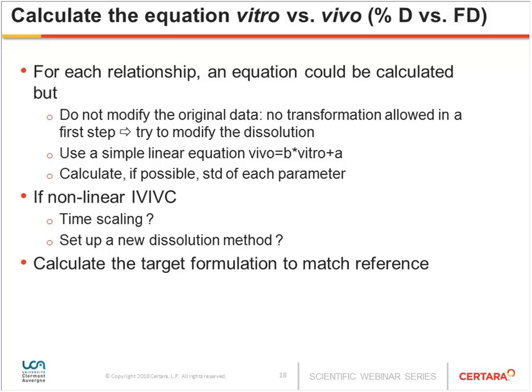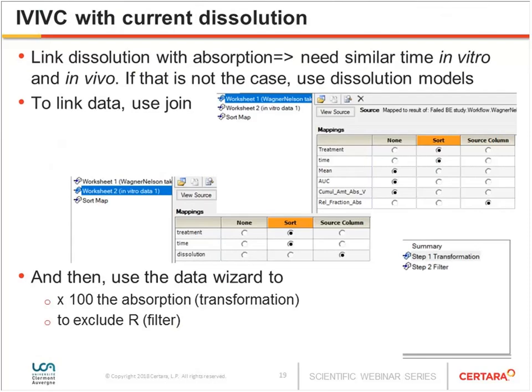If I have a nonlinear time scaling, I can try nonlinear IVIVC. I can try first of all time scaling. But I may have also to set up a new dissolution method because my dissolution method is not reflecting what I observe in vivo. When I have my equation linking my in vitro to in vivo, I can use it to calculate the target formulation to match the reference. So I will try first to make the IVIVC and to link together what I have in vivo observed, that is the result of my Wagner Nelson, for example, and what I have in vitro with my dissolution method that I had before my first study.